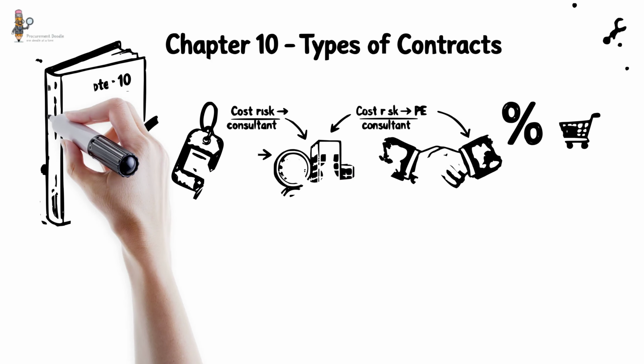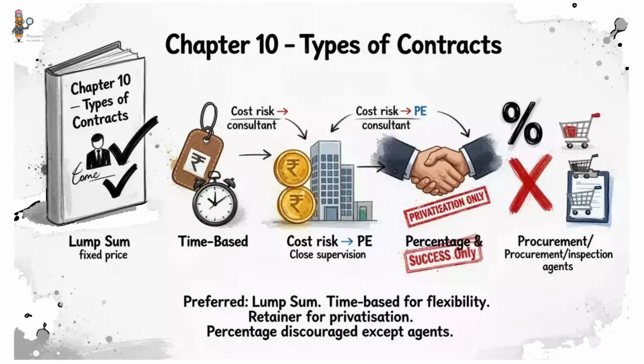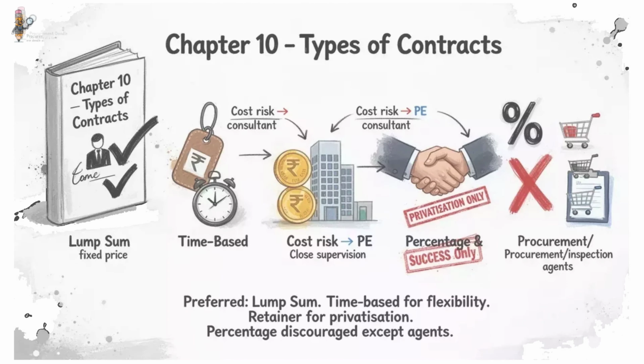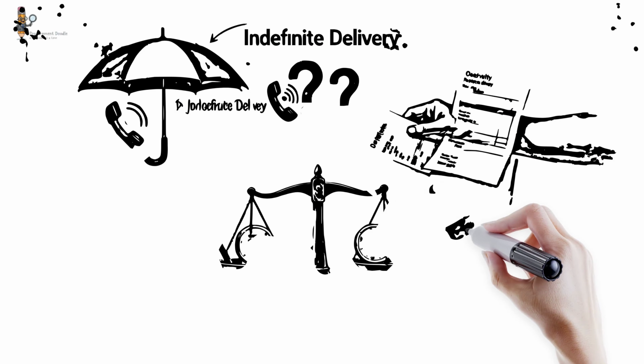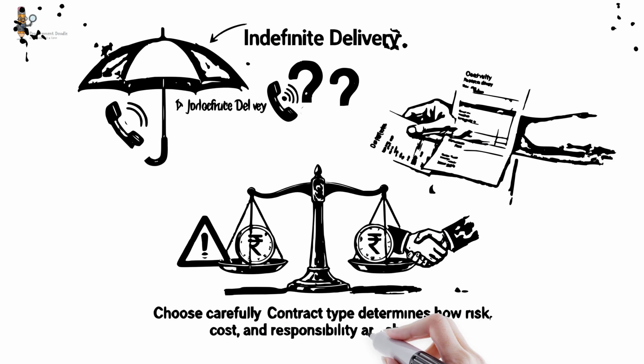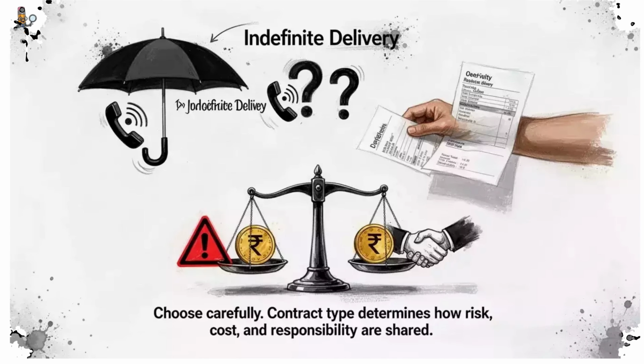That's Chapter 10, Types of Contracts. Lump sum, preferred, fixed price, consultant carries cost risk. Time-based and flexible, PE carries cost risk, and close supervision is required. Retainer and success fee, for privatization advisors only. Percentage, discouraged except for procurement and inspection agents. Indefinite delivery, for on-call or unpredictable tasks. Choose carefully. The contract type determines how risk, cost, and responsibility are shared.